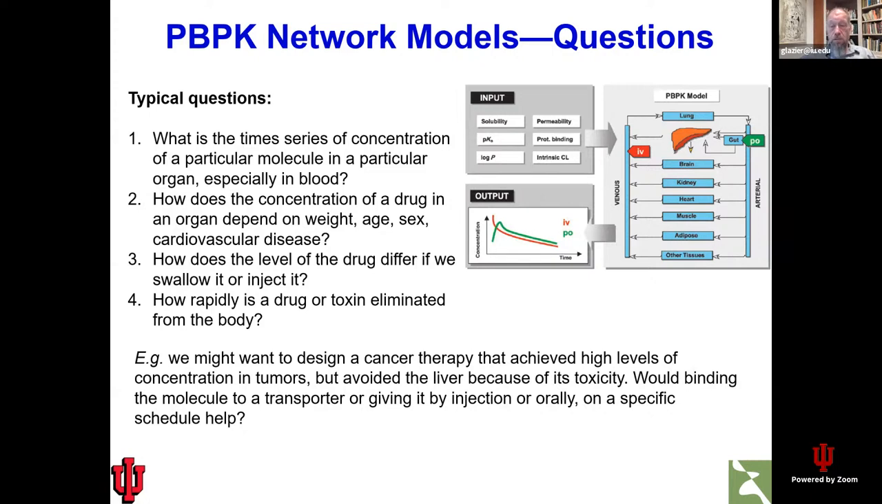And there are commercial packages like SimCYP that have models of all sorts of different representative individuals, different ages, different races, genders, etc., trying to understand, if you're a drug development company, how to do dosing, what you have to watch out for.